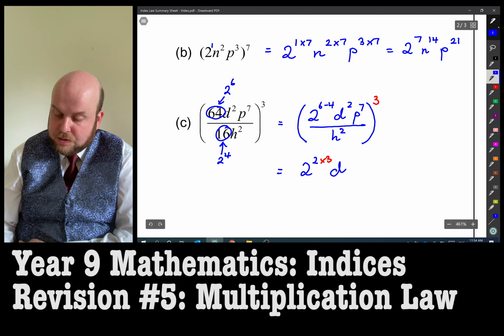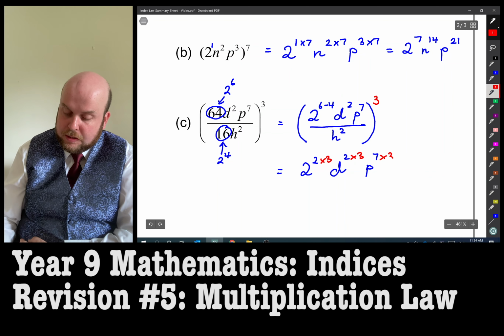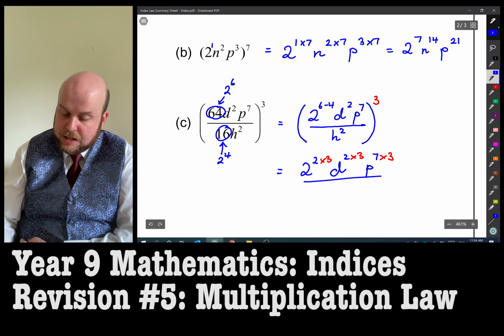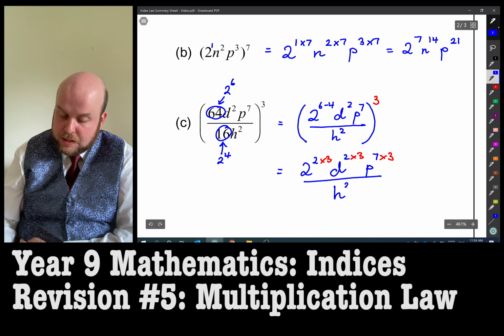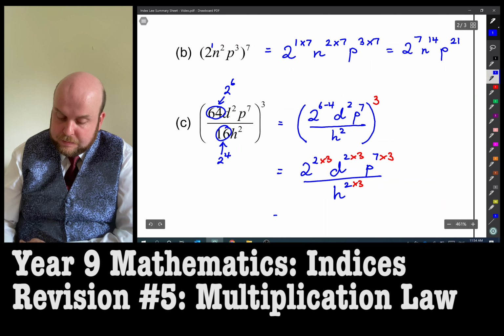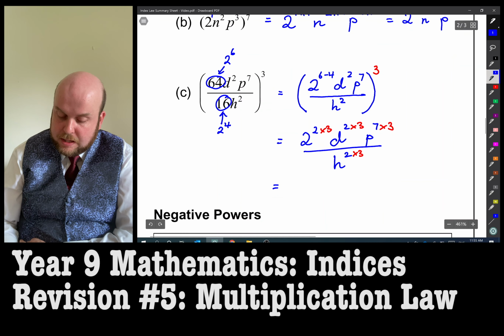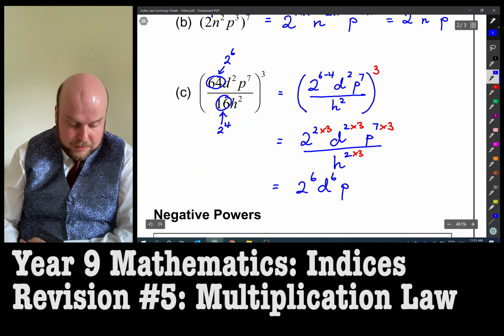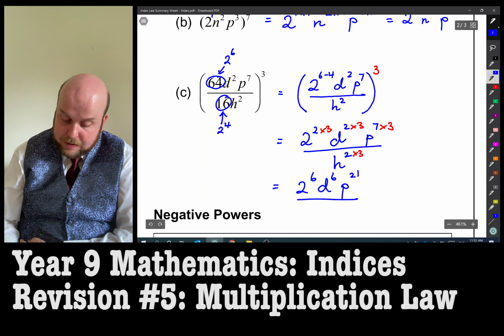d to the power of 2 times 3. And p to the power of 7 times 3. All over h to the power of 2 times 3. And this becomes 2 to the power of 6, d to the power of 6, p to the power of 21, all over h to the power of 6.